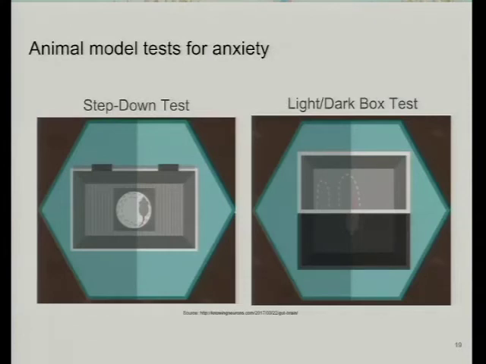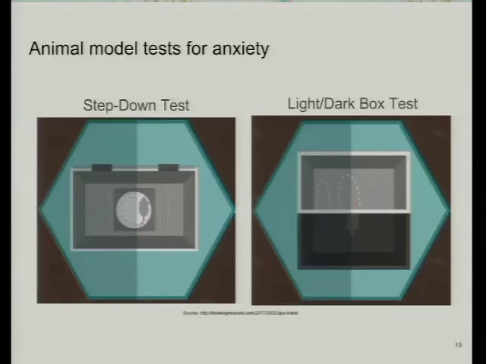And so for the next couple case studies, they moved to more animal models for studying anxiety. Two of the tests that I want to highlight here are called the step-down test and the light-dark box test. For the step-down test, you have a box and an elevated platform in the middle. You put the animal on top of that pedestal or platform, and then you wait to see how long it takes for the animal to step down from that platform.